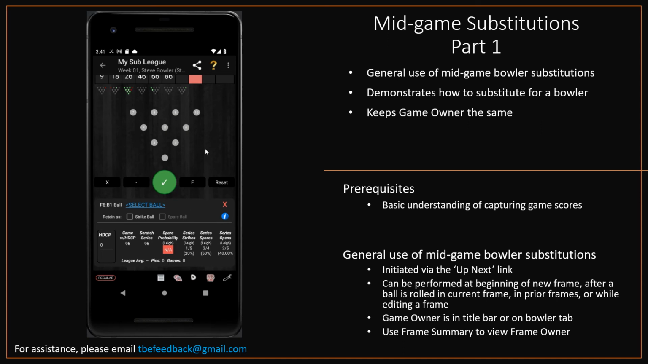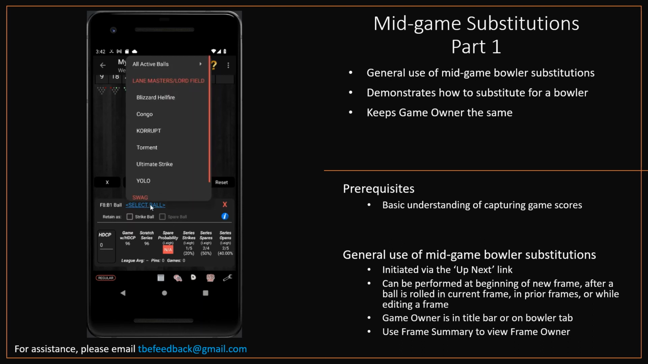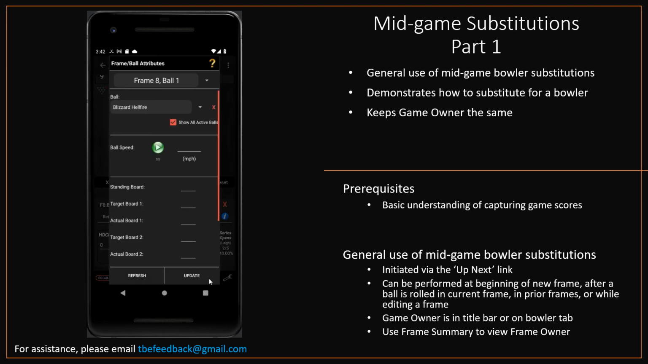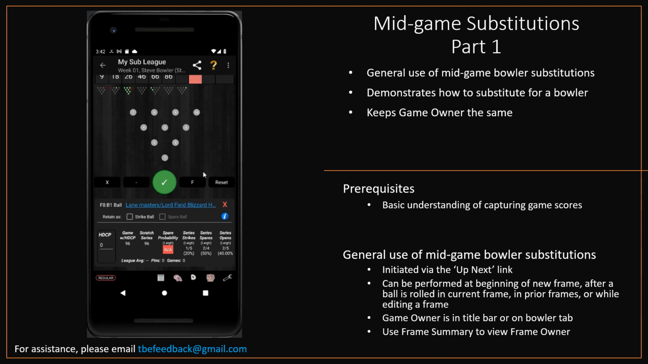Secondly, you will be warned if you have frame ball attributes set for the current frame and then a substitute occurs. So to demonstrate, click select ball and choose a ball. I'll choose the Blizzard Hellfire. And that's going to set the frame ball attribute for frame 8 ball 1. And if you want to see that, you can click the frame ball attributes button here, and you can see frame 8 ball 1 is the Blizzard Hellfire. So let's close that.